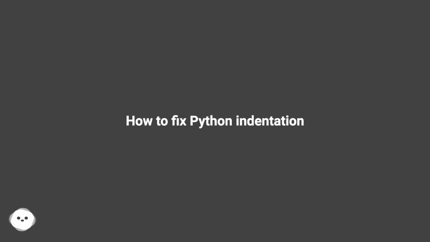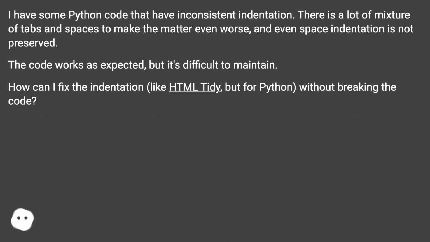How to fix Python indentation. I have some Python code that has inconsistent indentation. There is a lot of mixture of tabs and spaces to make the matter even worse, and even space indentation is not preserved. The code works as expected, but it's difficult to maintain. How can I fix the indentation, like HTML Tidy, but for Python, without breaking the code?